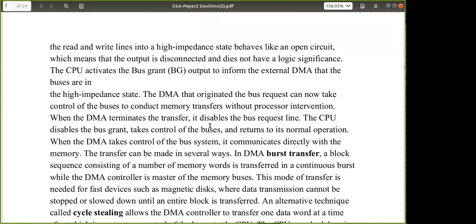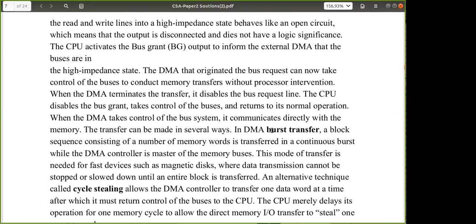And then we have to write how the transfer works. First is the bus transfer. In that case, a block of a sequence consisting of a number of memory words is transferred in a continuous burst, while the DMA controller is master of the memory buses.